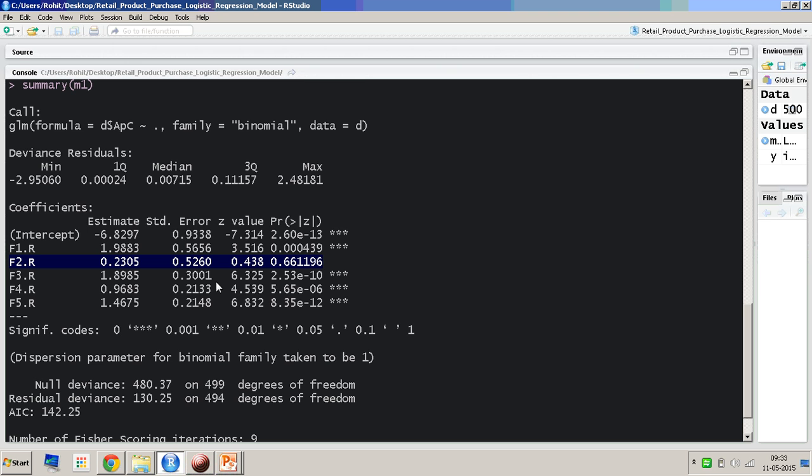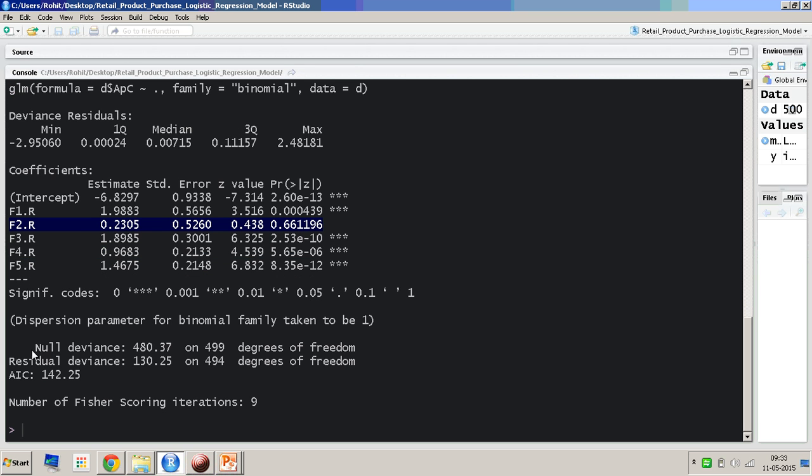And how do we go ahead and judge the overall significance of our model is by looking at the null deviance values and the residual deviance values. So the null deviance is basically the deviation that our model displays when there are no independent variables within the model, and with 499 degrees of freedom.